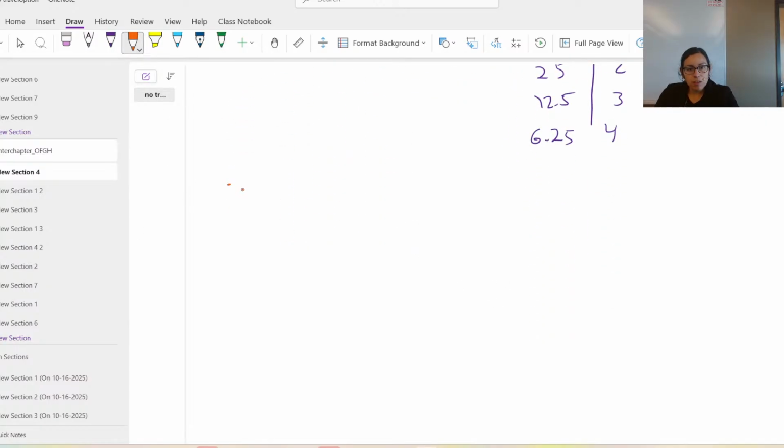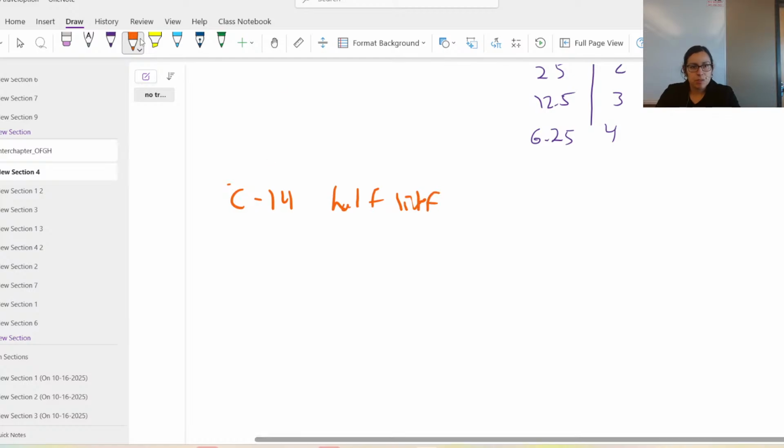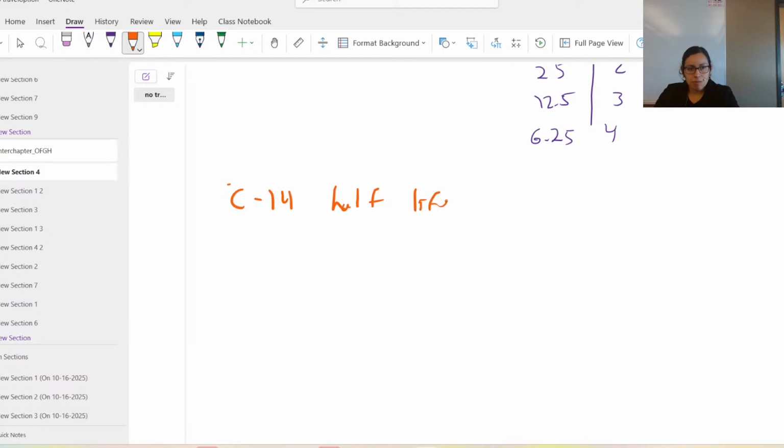So let's try a slightly different variation of this problem. Let's say we're looking at carbon 14, which has a half-life of 5,730 years. And let's say we had 5 milligrams of material, and now it is 1.25 milligrams of material. So how much time has passed?